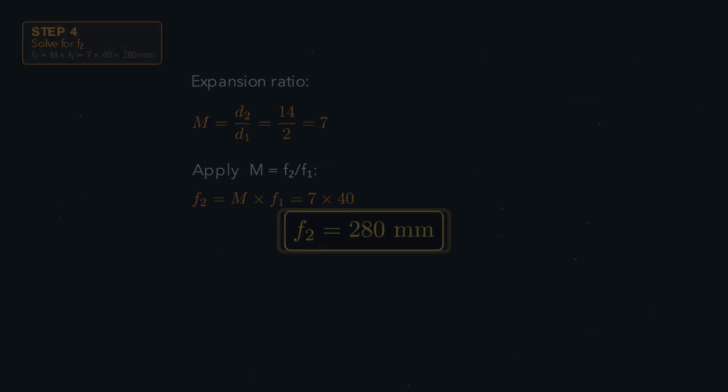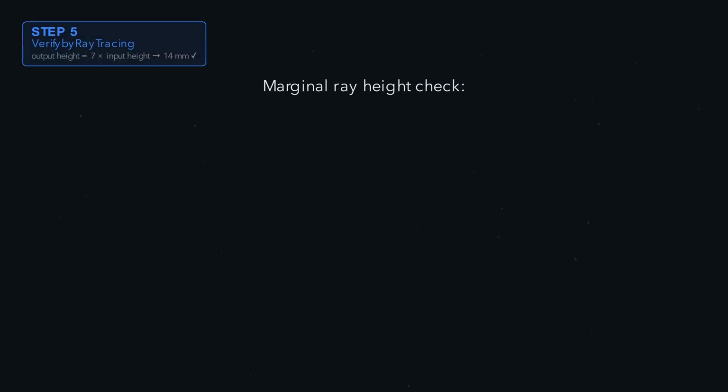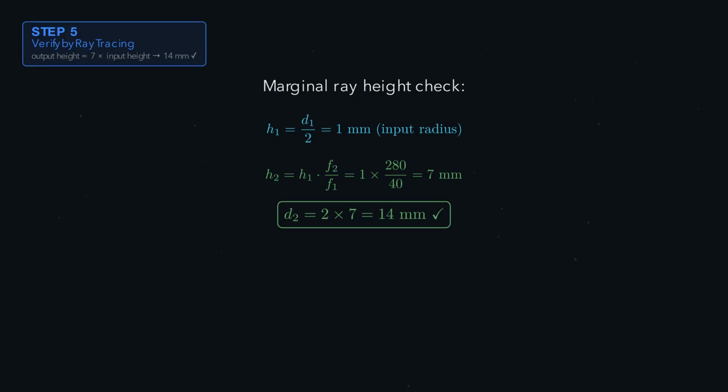We can verify. The lenses sit 320 millimeters apart. A ray entering at 1 millimeter height exits at 7 millimeters, exactly the 14 millimeter diameter we needed. The answer is 280 millimeters.